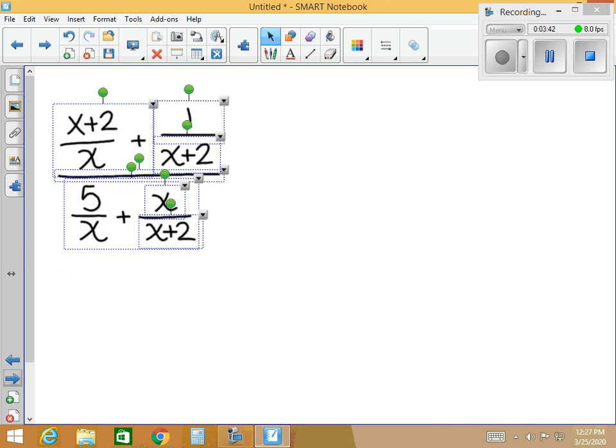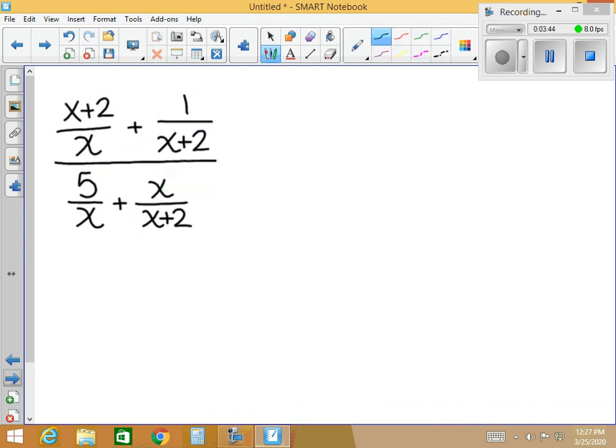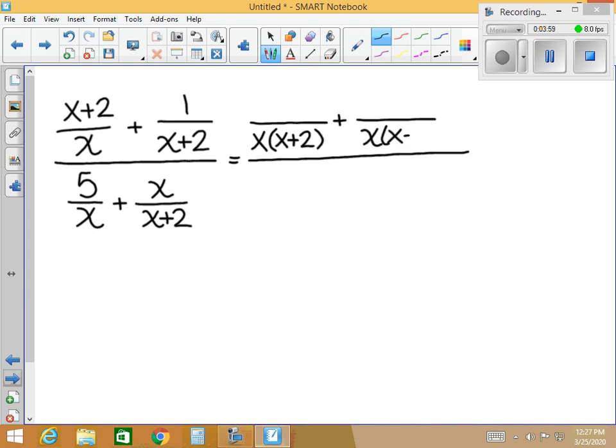This other one gets a little bit more involved, just in the algebra steps. x and x plus 2 are already factored. So when I'm building the common denominator, it's going to be the product of those.